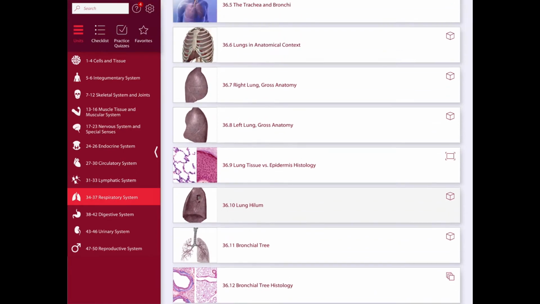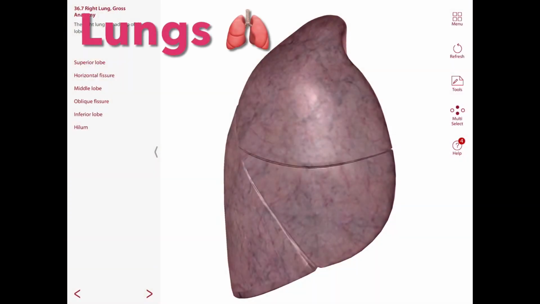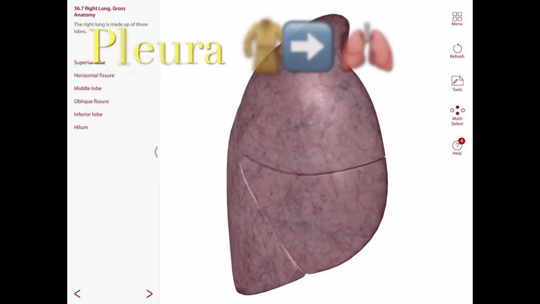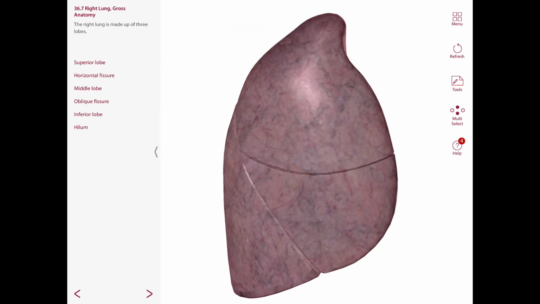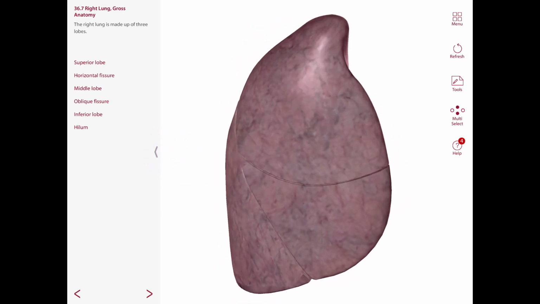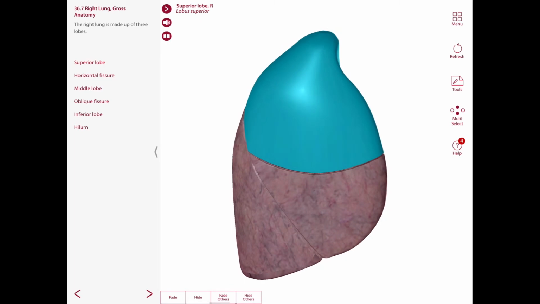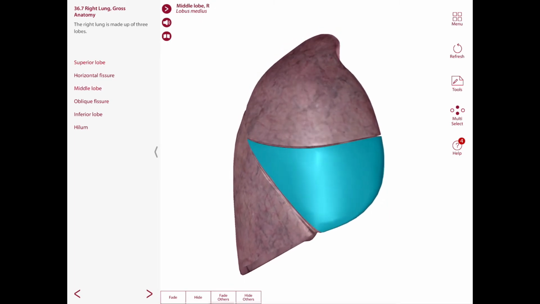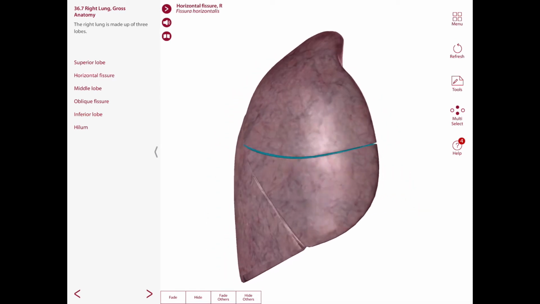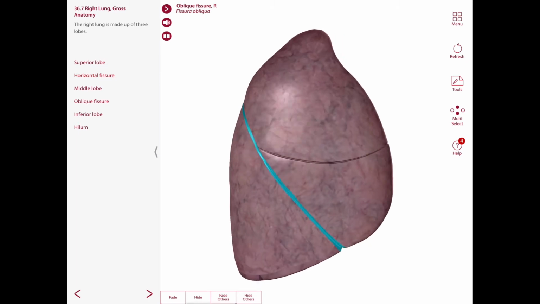Now let's take a look at the actual lungs. The lungs are divided into a right and left lung, and these are covered by a thin serous membrane called the pleura, and they're located in the pleural cavity. The right lung, which is what we're looking at right now, is divided by connective tissue into three lobes: a superior lobe, a middle lobe, and an inferior lobe. These are divided by the horizontal fissure and an oblique fissure.